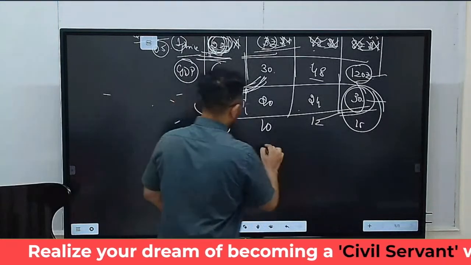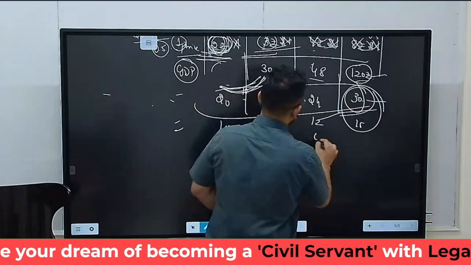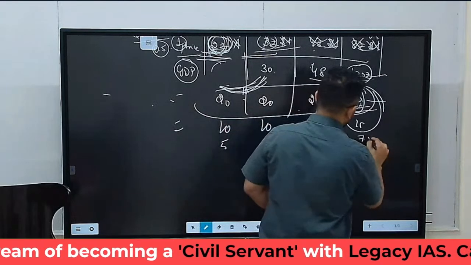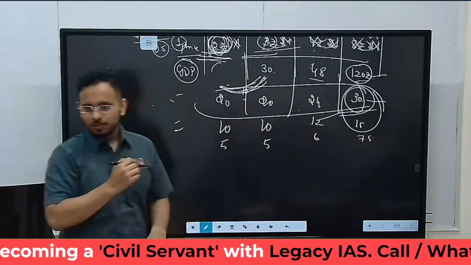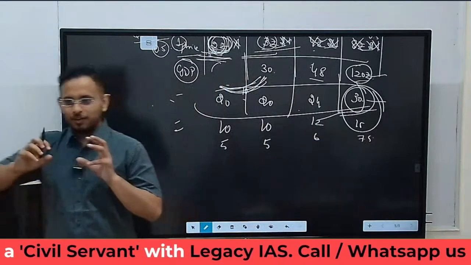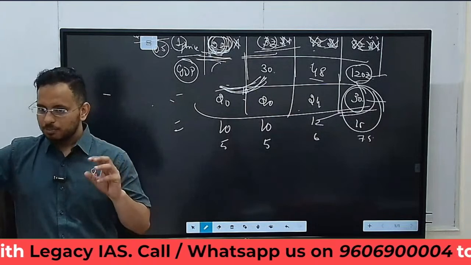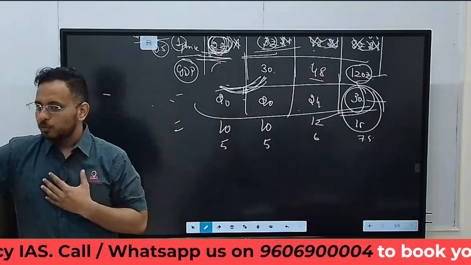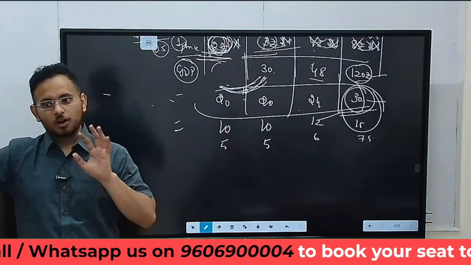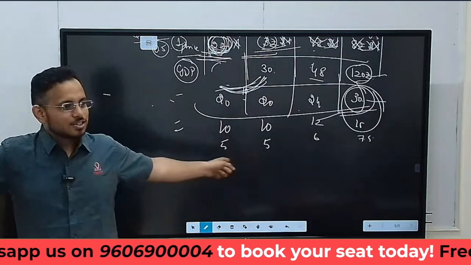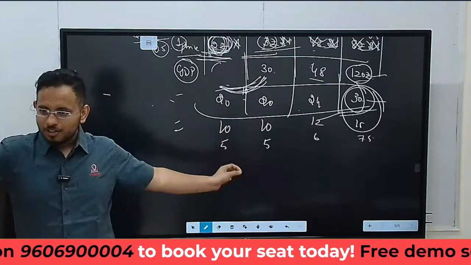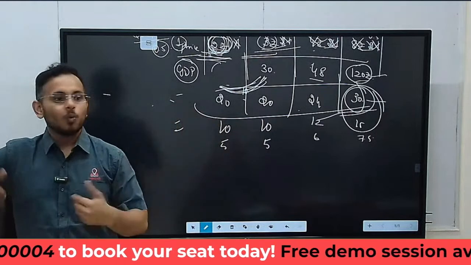5, 5, 6, 7.5. Understood? See, for a government to come out in public and say that the GDP has expanded, what would we think? Okay, he's doing a lot of good things. But such mathematical calculations and technicalities we would overlook because we are not trained in it.